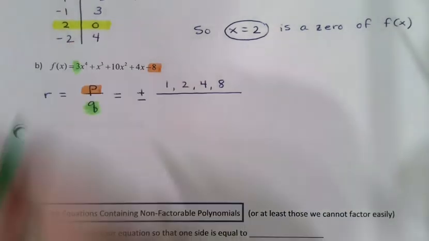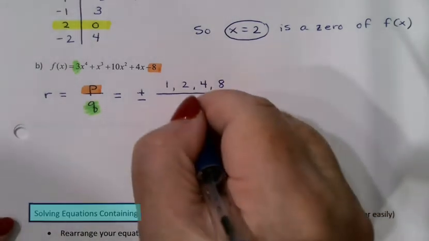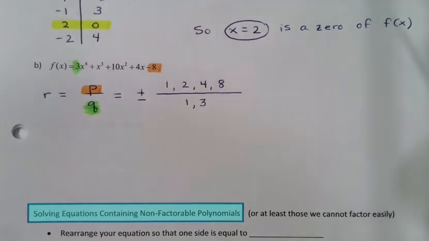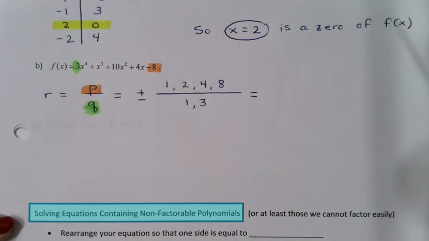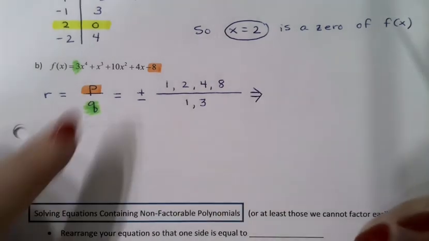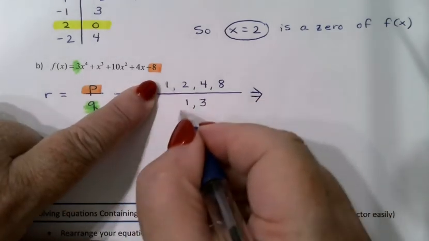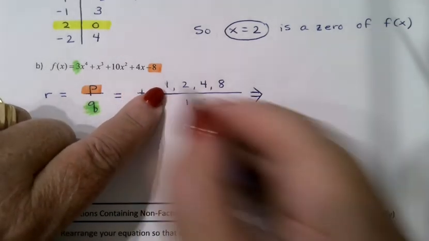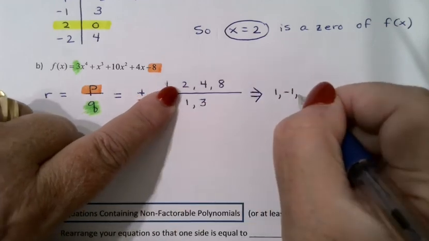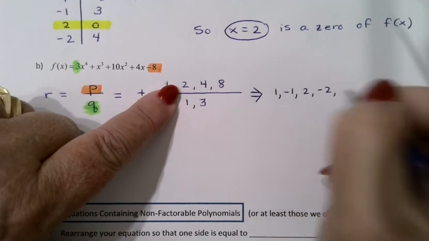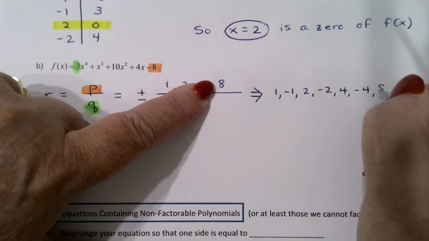Q would have to be a factor of 3. Not a lot of choices, but 1 and 3 anyway. So there's going to be a lot more options this time. First of all, I'll do plus and minus on all of them, but let's do it this way. I could have all of these divided by the 1, so I could have 1 or negative 1, 2 or negative 2, 4 or negative 4, 8 or negative 8.